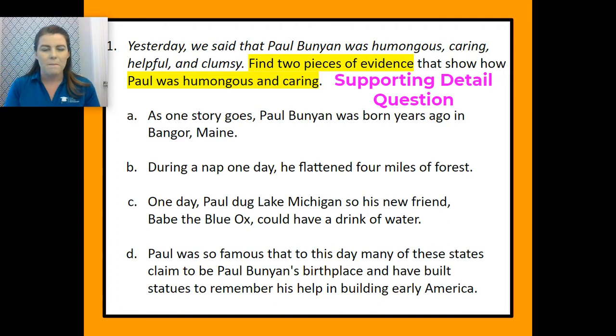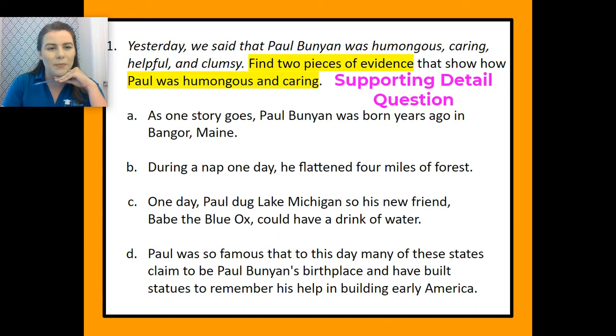So I need to find pieces of evidence that match either him being humongous or him being caring. So let's now go through and use process of elimination, POE codes, to determine which answers are correct and which ones are incorrect. Let's do this. Ooh, I gave it away too quick. That's okay. I knew you guys were going to get it with me anyway.